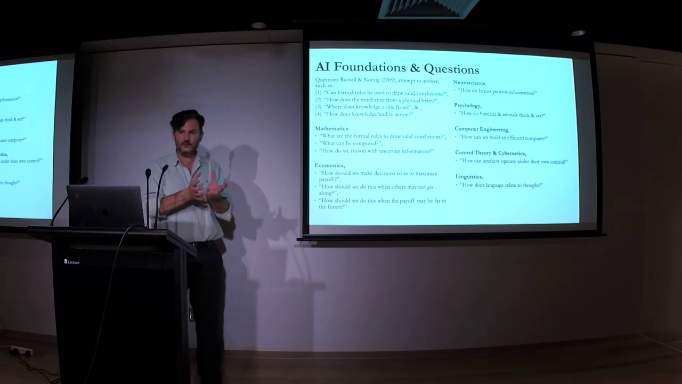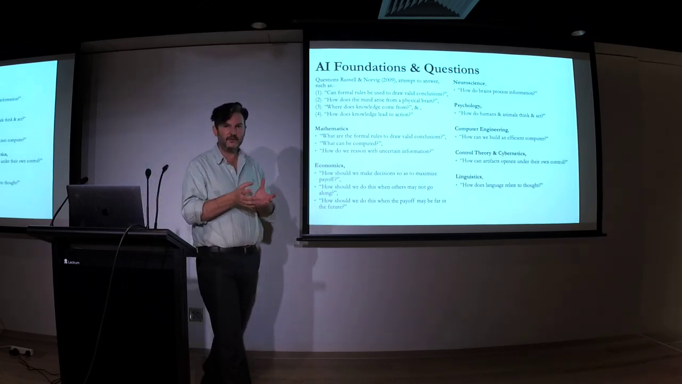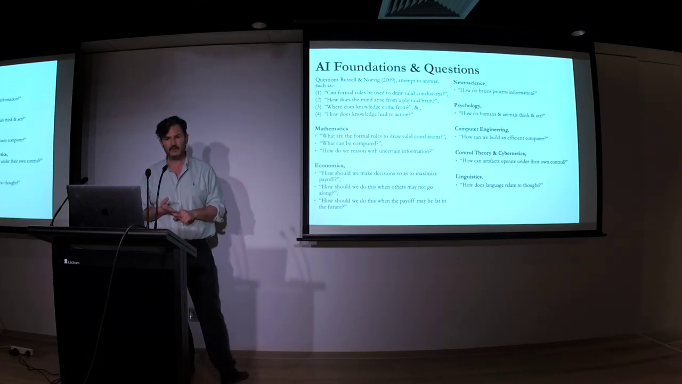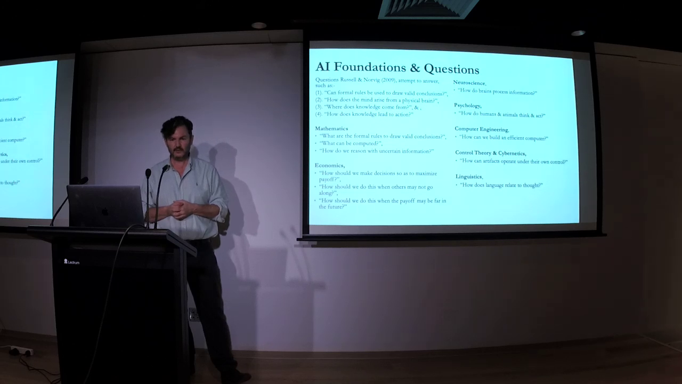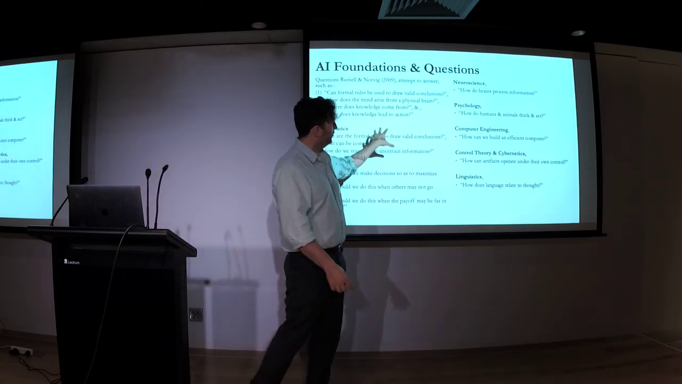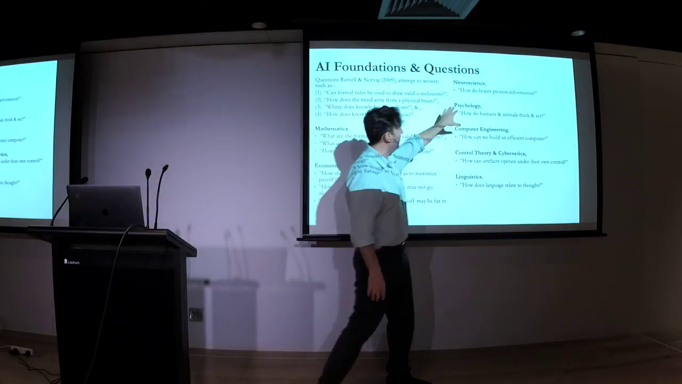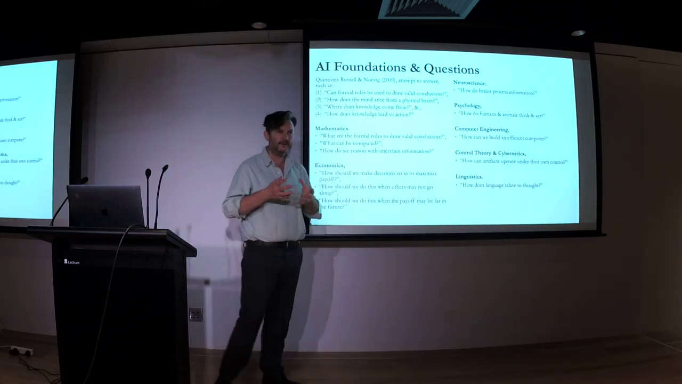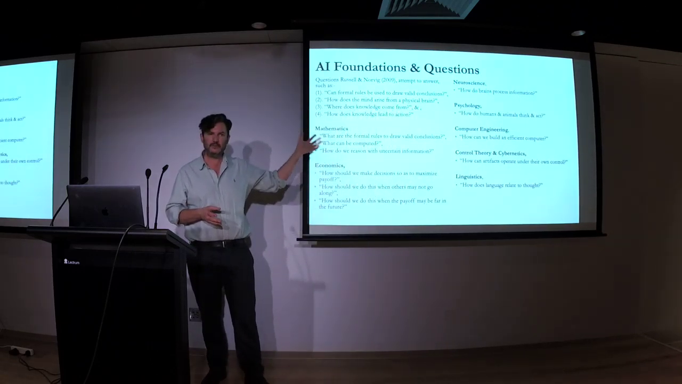And we can break it into these different areas, and I'm sure some of these areas are of interest: mathematics, economics, neuroscience, psychology, computer engineering, and control theory and cybernetics, and logistics. If you break it down, if you just choose something, it's like, how does the brain process information? And these are the sort of things that the scientists are thinking about. Now, bear in mind, this book was written in 2009.